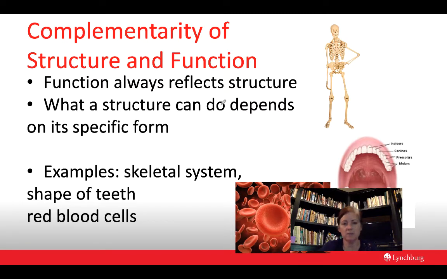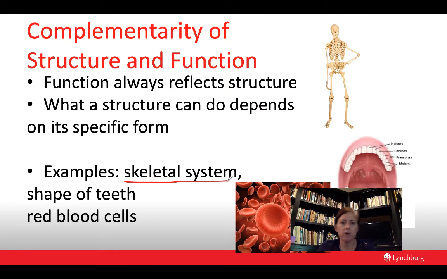Some examples of this, in terms of the skeletal system: how is our skeletal system made? Without even knowing anything about anatomy, you know that bones are hard, right? And we have muscles that attach to bones, and that allows you to move. What would happen if our bones were really soft? How would we move if our bones were not as hard as they are? Well, fortunately for us, our bones are made in a certain way so that they can do the function that we need them to do.